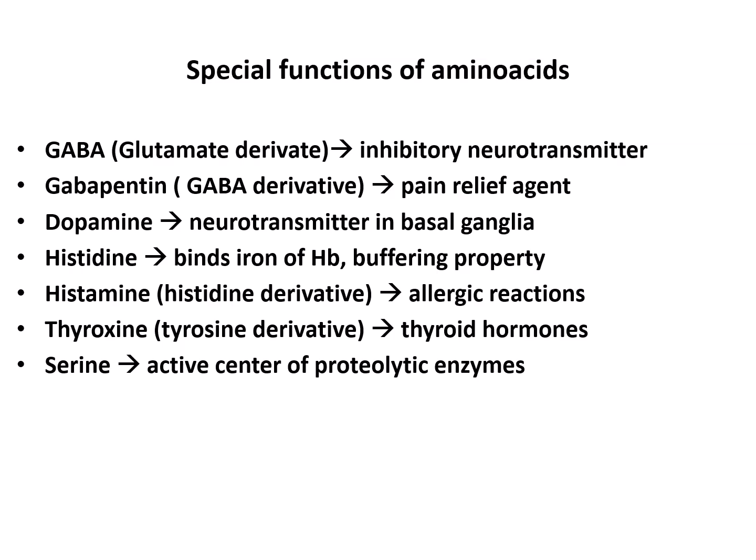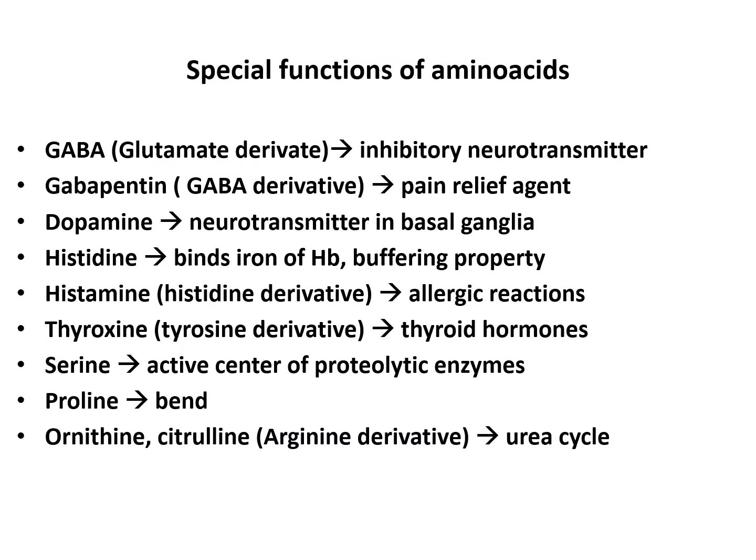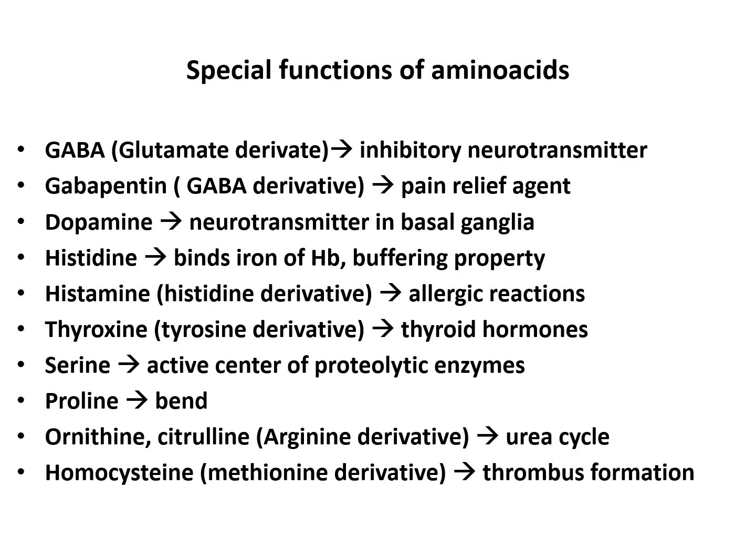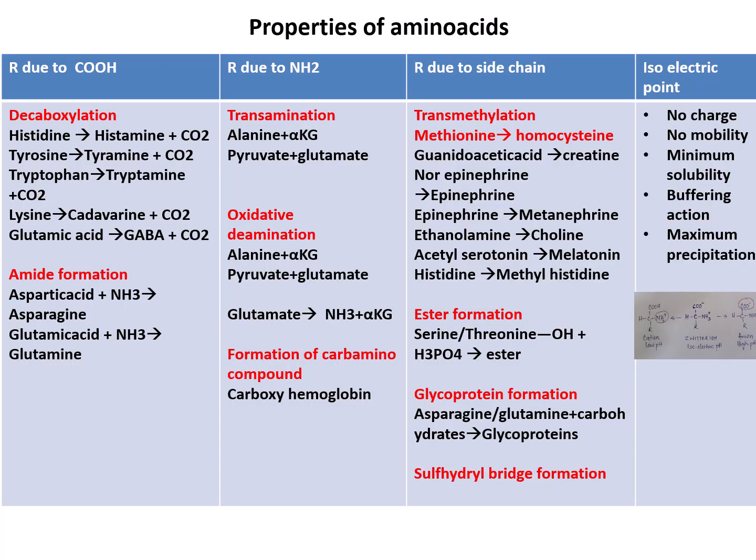Serine is present at the active center of all the proteolytic enzymes involved in digestion of proteins. Proline is responsible for creating bends in the structure. Ornithine and citrulline derived from arginine are intermediates of the urea cycle. Homocysteine, a methionine derivative, activates platelets and precipitates thrombus formation. So this is the quick summary of the properties of the amino acids.